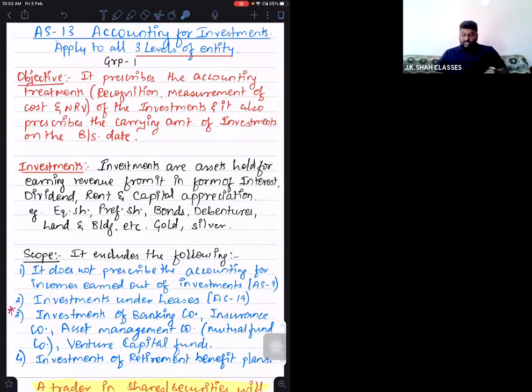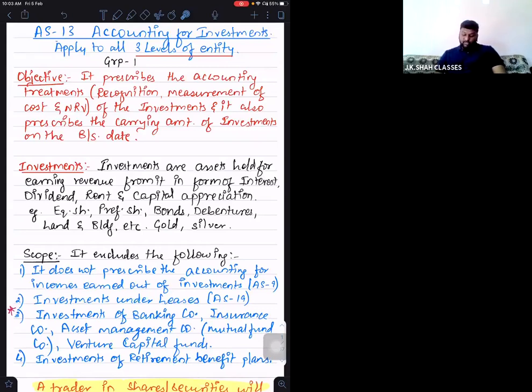So point number 1, it does not prescribe the accounting for incomes earned out of these investments. Sir, because incomes earned out of these investments, we already learned 2 hours back in AS9: how to account interest, how to account dividend, how to account rent. So AS13 is silent. AS13 simply says that I will give you accounting treatment for investments, but the revenues that you earn out of these investments, I don't give the treatment. It is generally given by AS9 only.